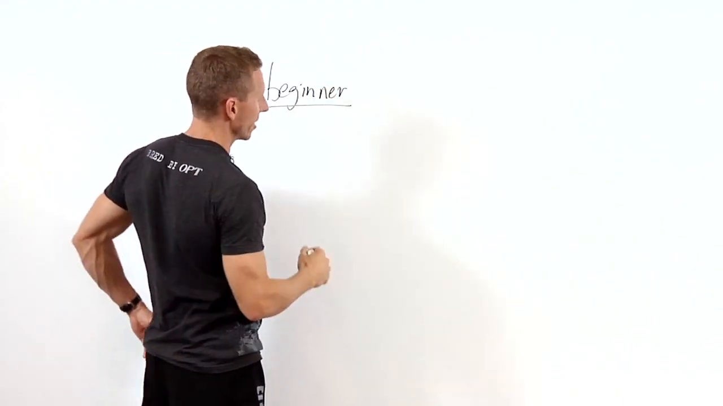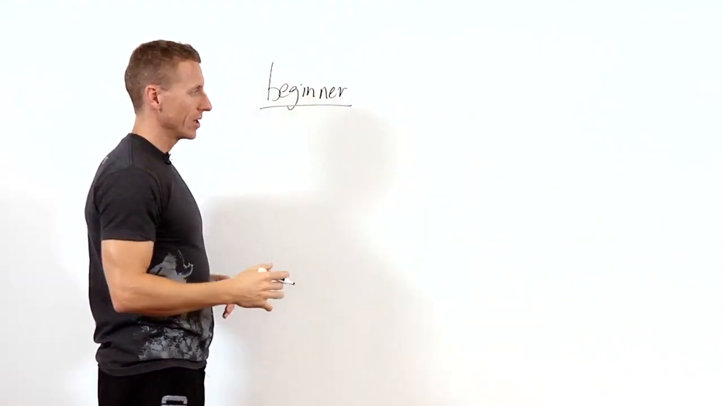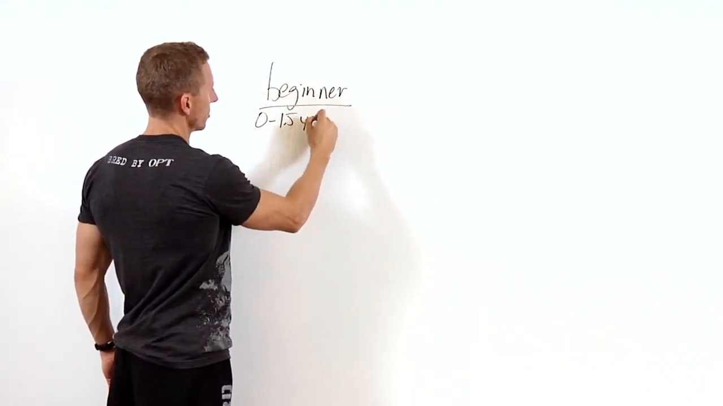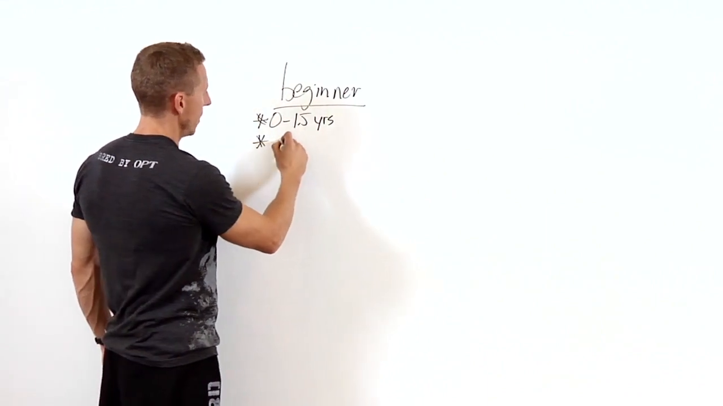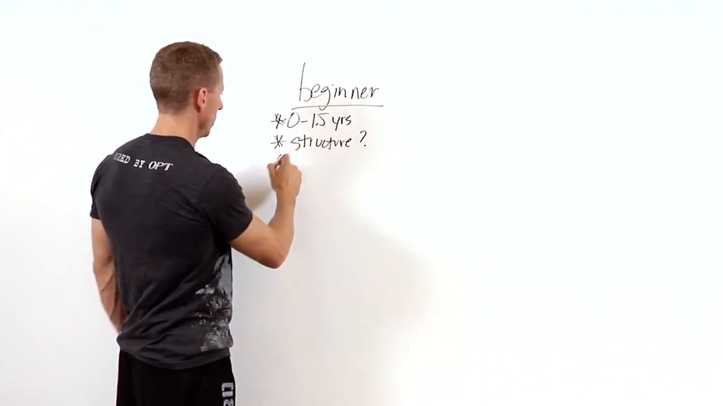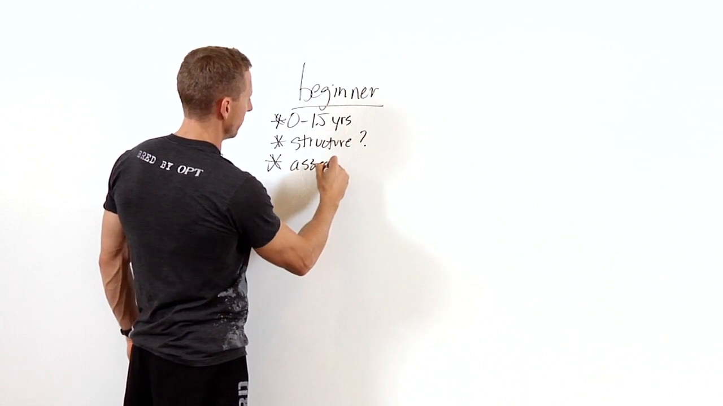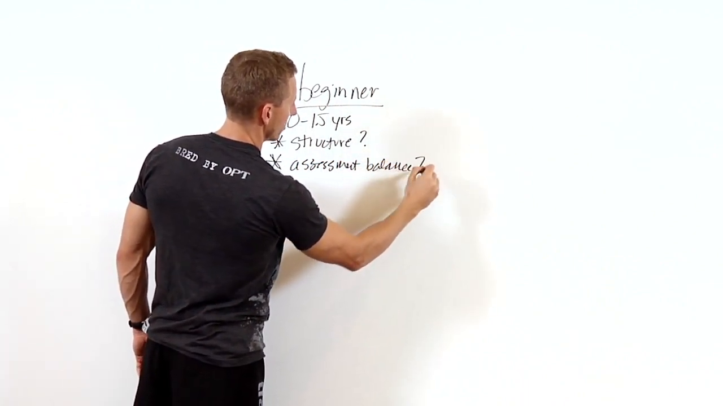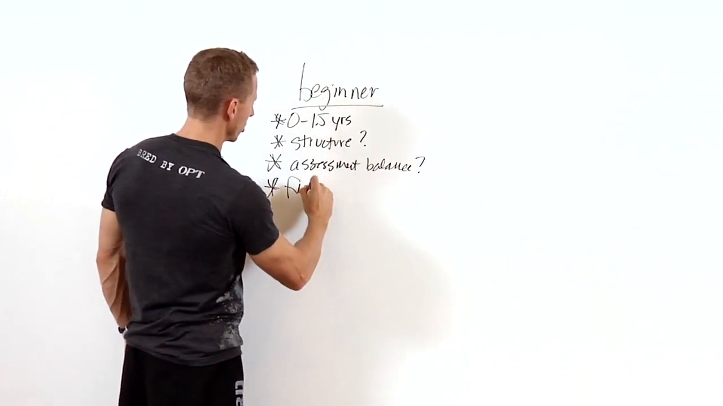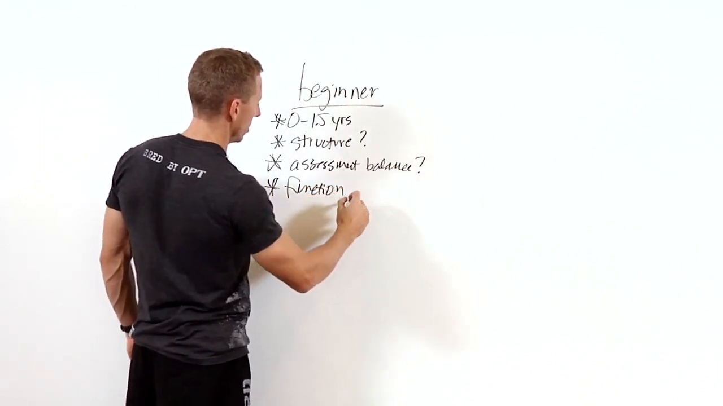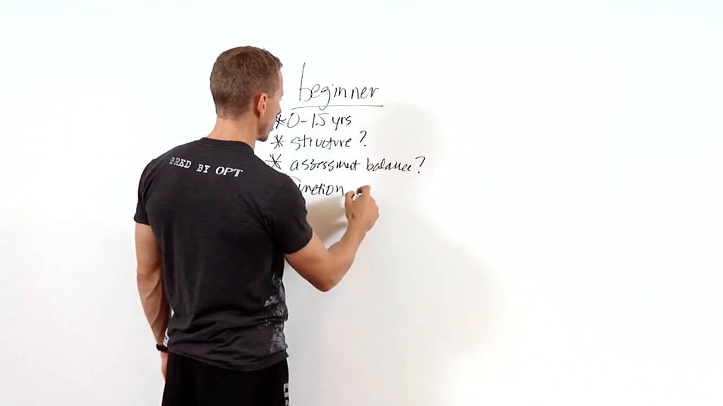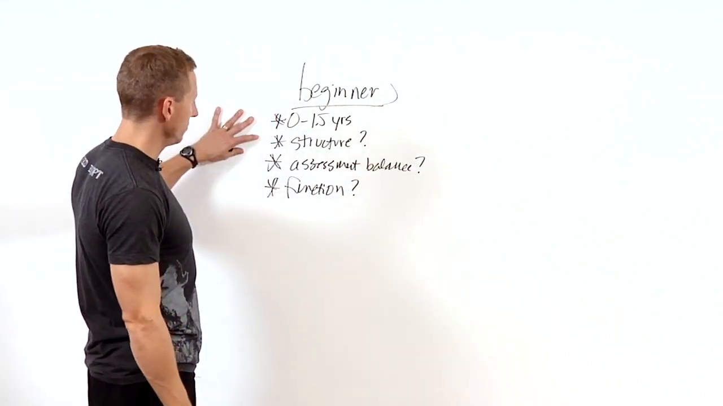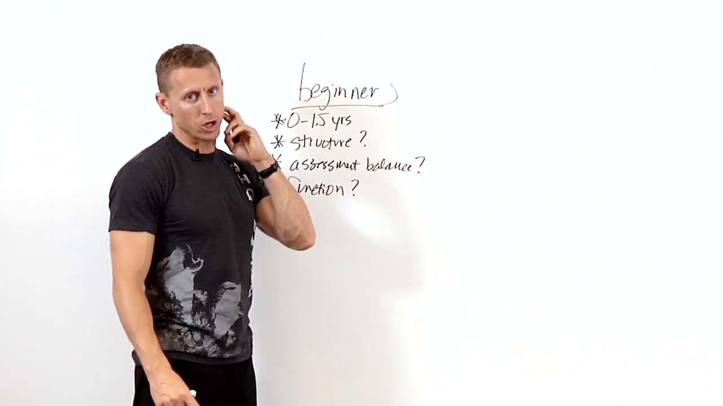Now remember, when we say beginner, a couple of things we want to think about is a training age of like 0 to 1.5 years. They also may have some structural issues. We also may want to look at assessment and the assessment balance. And then we want to look at function: what's the function based upon what you're going to prescribe for the exercise relative to what that person wants to do? And we want that to lead into what should be the prescription.